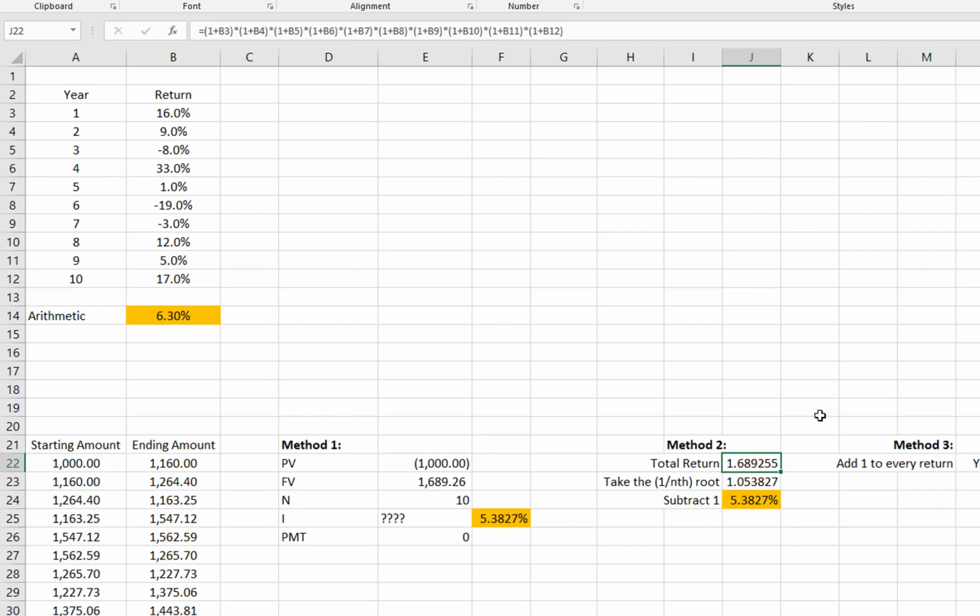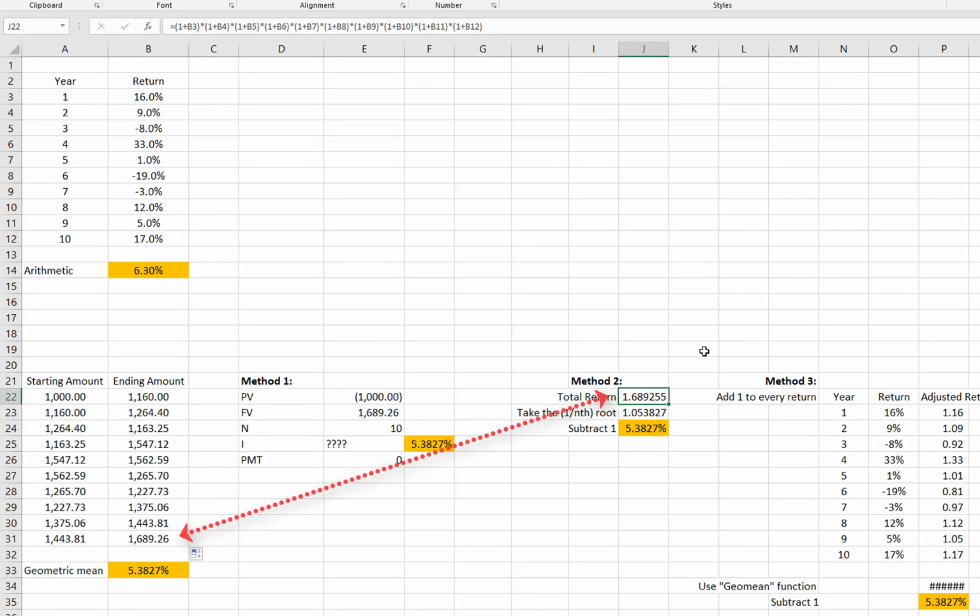And you can see that we end up with 1.68925. It corresponds to our ending balance if we looked at how $1,000 is going to grow. We're going to take the nth root of that number. In this case, we had 10 years, so we're going to take the 1/10th root. I raise that to the 1/10th power. That's what this formula is doing up here. And my results, one more step: we need to subtract 1 to get to the percentage, and that again is 5.3827. So it corresponds to this answer we got here using time value things.